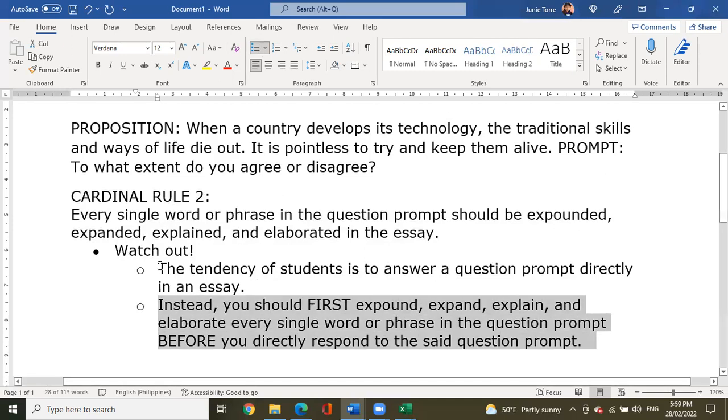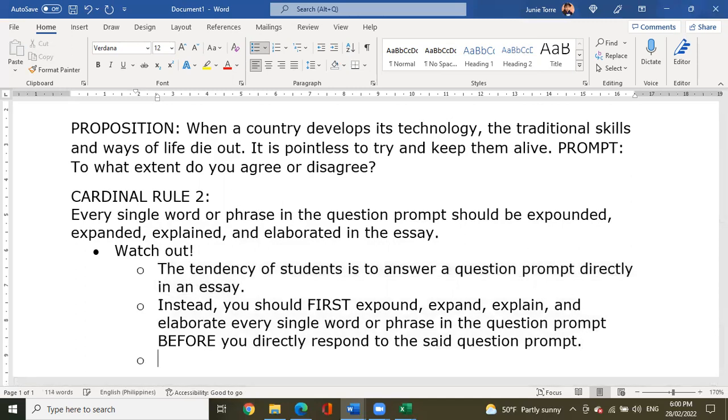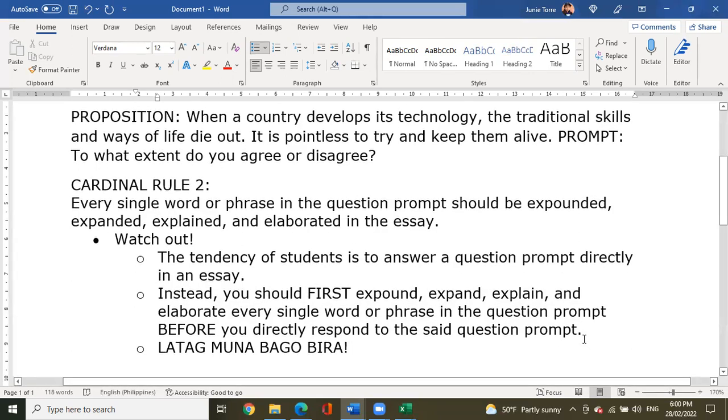Watch out for the tendency to directly answer a question prompt. Don't answer it right away. You lay the foundation first. Lay it all out before you strike. That came from one of our band 7.5 students. Lay everything out first before you strike. Is that clear? Everybody is clear on that? Everybody?